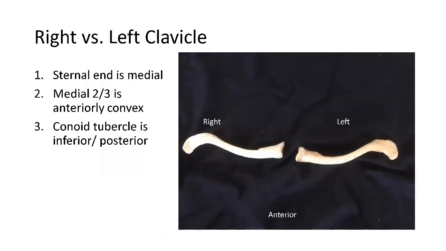So what are the rules for telling right and left clavicle? The sternal end is medial. Anteriorly, it is convex for the first 2/3 of the bone on both sides. And then the conoid tubercle is posterior inferior. So it's actually pointing inferiorly, but it's on the posterior side, so you can barely see it right there with the circle. And so this is a photograph of both a right and a left clavicle. You'll be able to play with those bones in the lab.